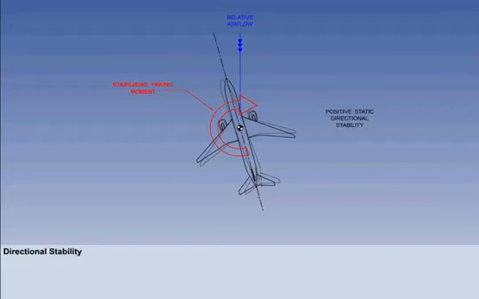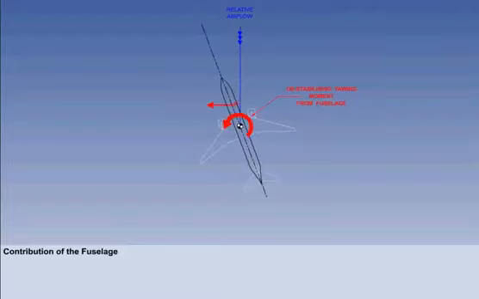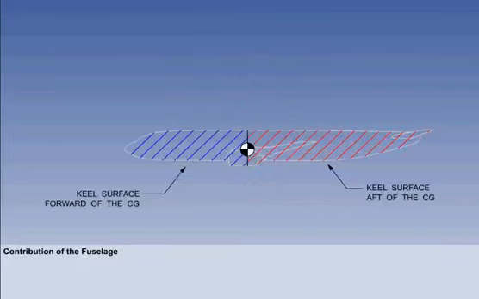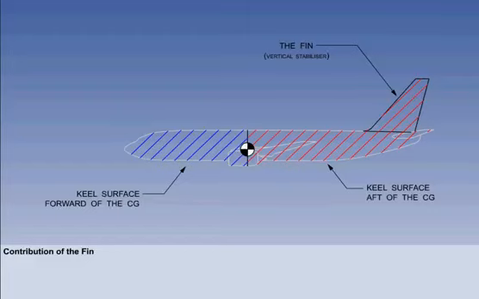The contribution of the fuselage is destabilizing because its aerodynamic center is forward of the aircraft CG. The side surface of the aircraft is referred to as the keel surface. There is an area of keel surface forward of the CG and an area of keel surface aft of the CG. For adequate directional stability, the keel surface aft of the CG must be increased with the addition of a fin, or as it's sometimes called, a vertical stabilizer.